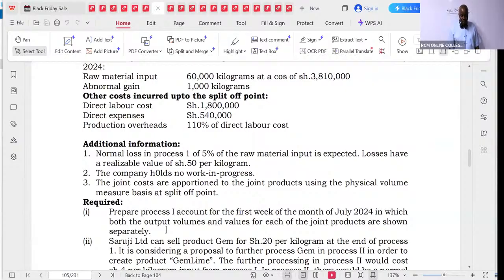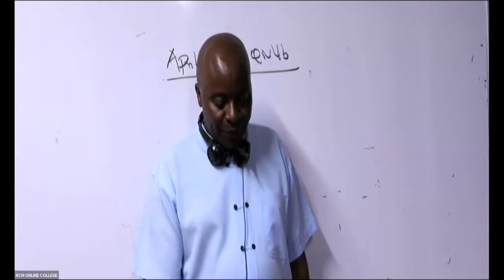It's a process account. Throughput account is the king. Start with the throughput account. So I'll give you 5 minutes. You do a throughput account, not 5 minutes for throughput. No, maybe 5 seconds.